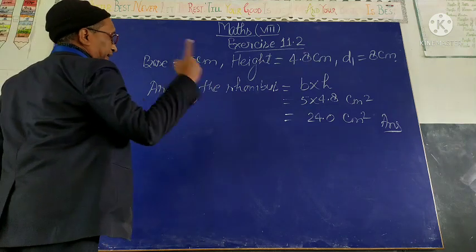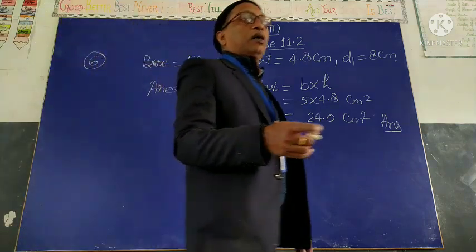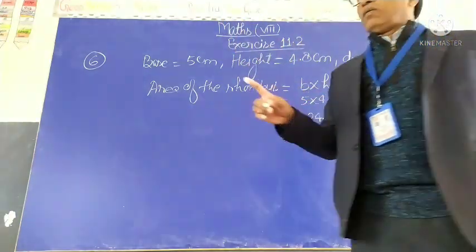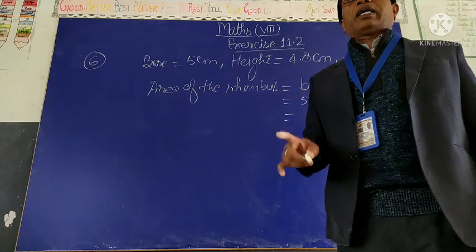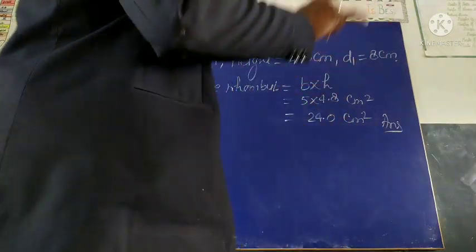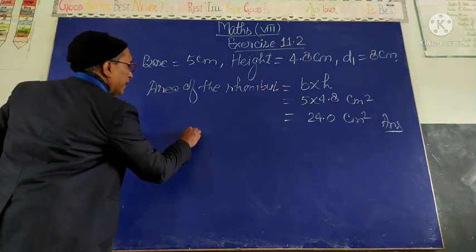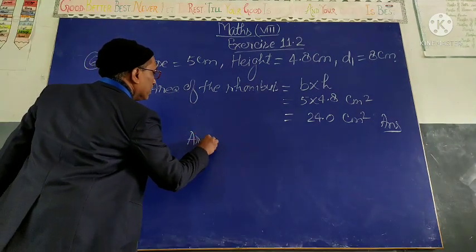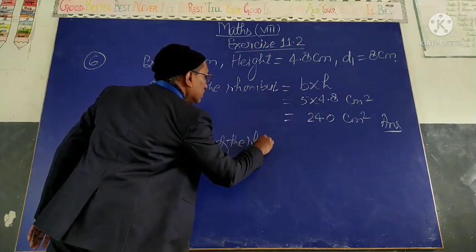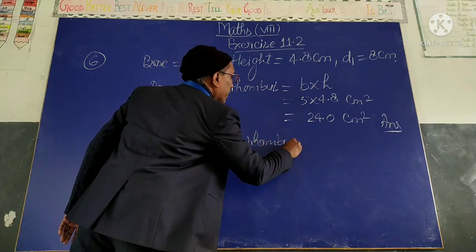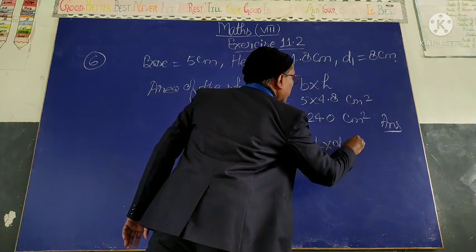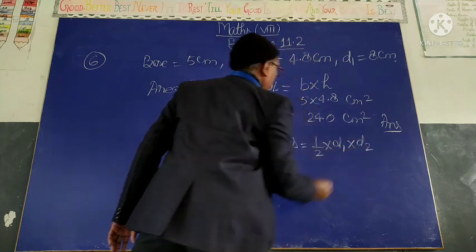Then you find out the second answer by using the formula. Area of rhombus is equal to 1 by 2 into product of the diagonals, means 1 by 2 into D1 into D2. You write down area of the rhombus, area of the rhombus 1 upon 2 into d1 into d2.